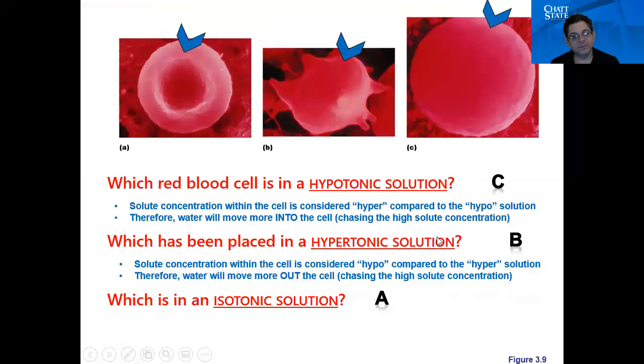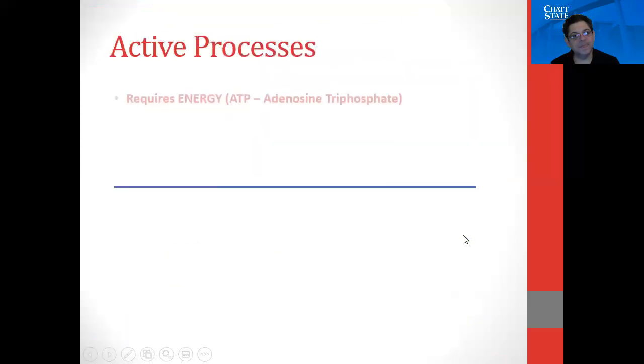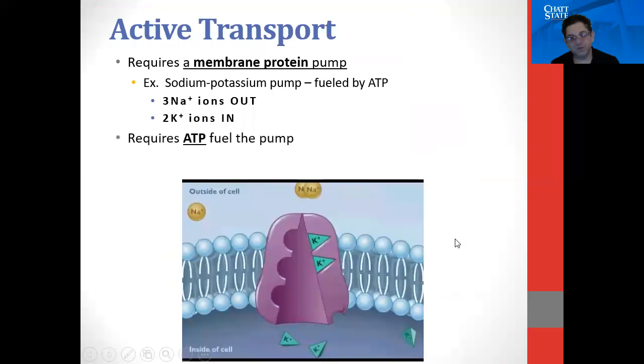So all this same stuff is represented in lab. We do a nice review of everything. There's our active transport, 3 sodiums out, 2 potassiums in, giving us the major extracellular cation being sodium and the major intracellular cation being potassium.